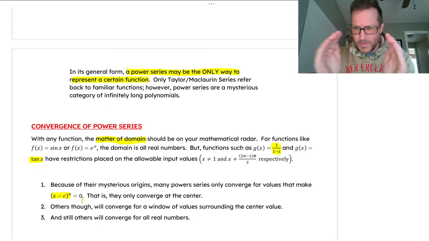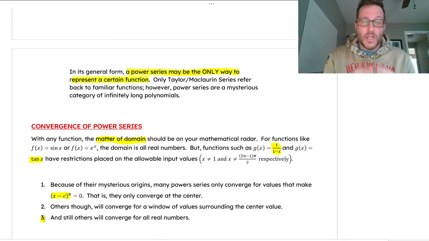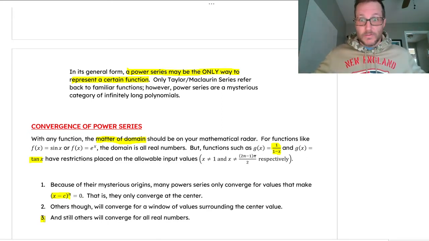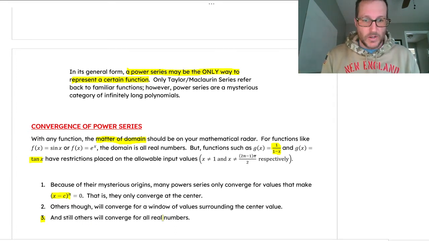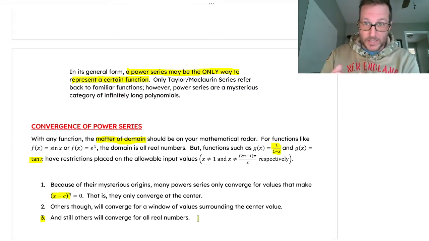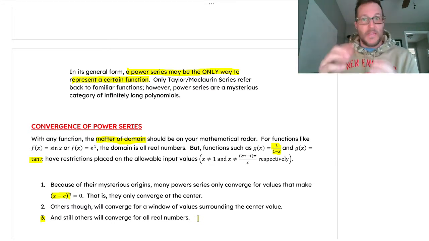So we get like a little bit of a leash on either side of the center. And still others, you can converge for an infinite range around the center. So you converge for all real numbers. So these are the 3 different cases for the potential intervals of convergence: only the center, a small window around the center, and then everywhere.